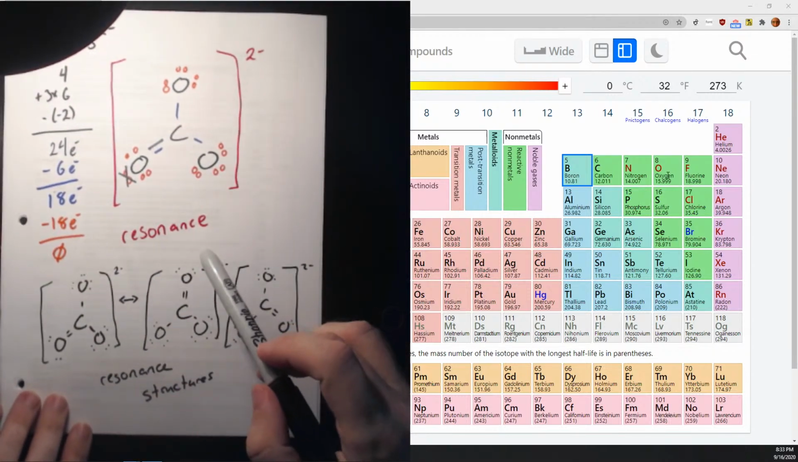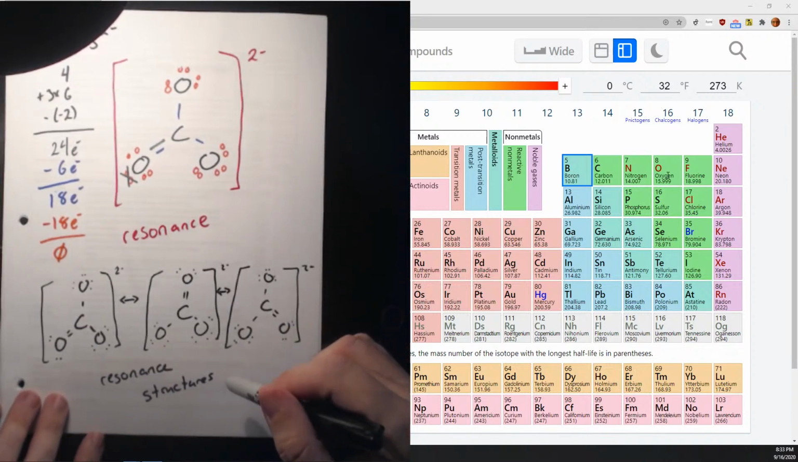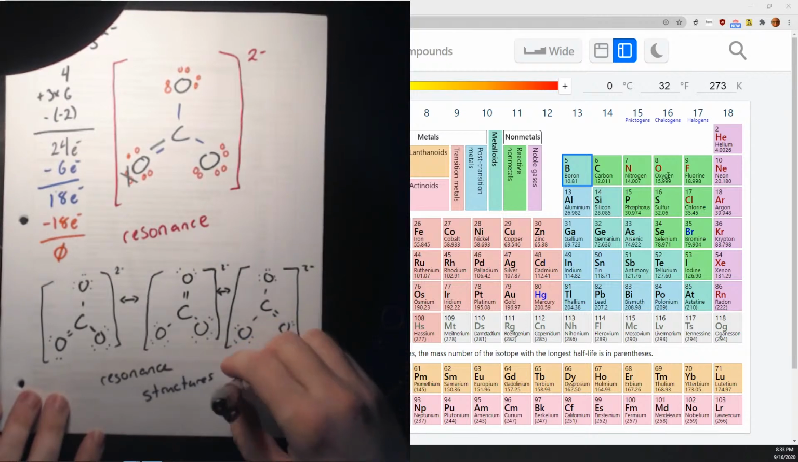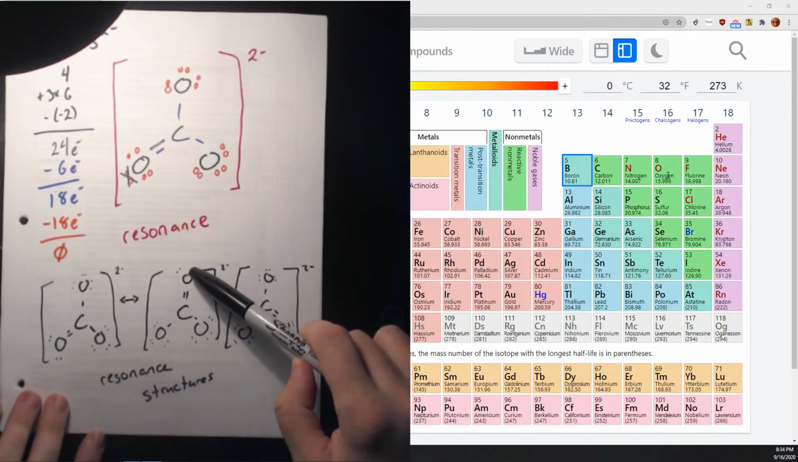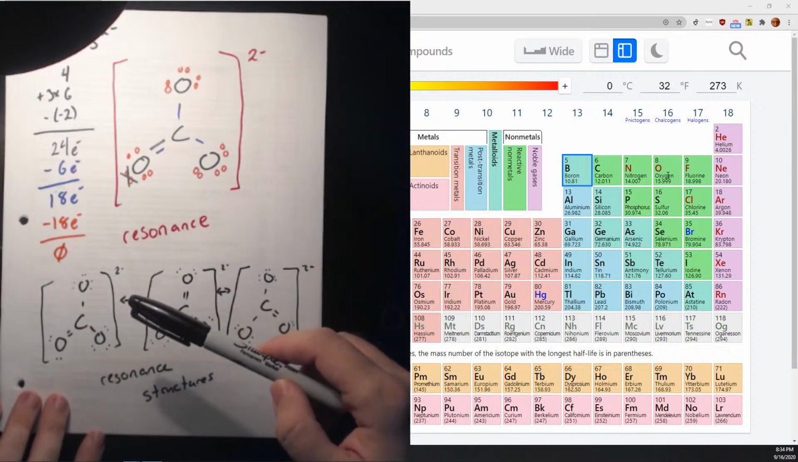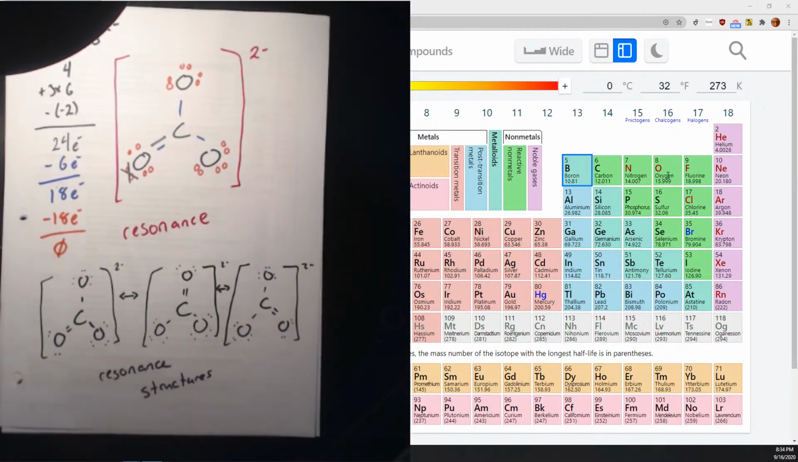Now, the thing about resonance is that it can only happen if you have double or triple bonds. Later on, when we talk about single bonds and pi bonds, when we talk about hybridization, you can start to understand why that is. But if all you have is single bonds, you don't have to worry about resonance. You can only get resonance if you have multiple bonds.